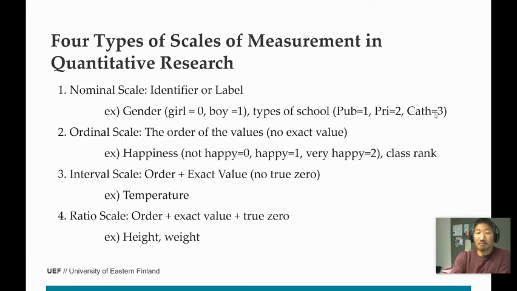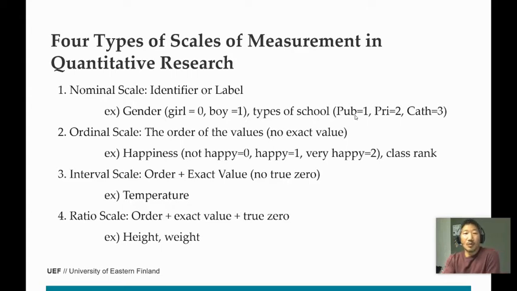However, there is no order of the value in this scale. Let's say when we put the girl as a 0, boy as a 1, can we say the 1 is better than 0? Or for instance, types of the school. Is the Catholic school with the number 3 better than the public school number 1? No, it's not. So there is no meaning at all about this number, but it's just a label or the identifier of the variable. The second scale is the ordinal scale.